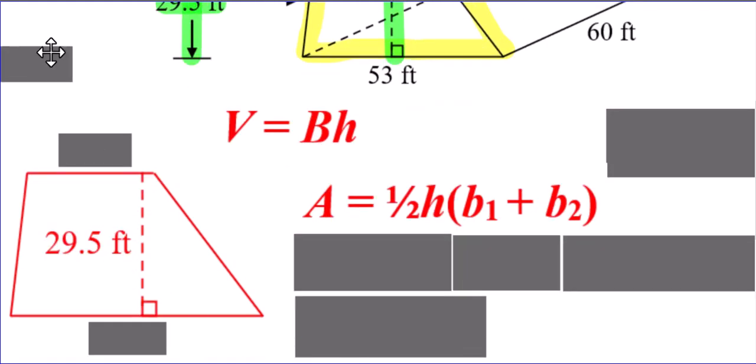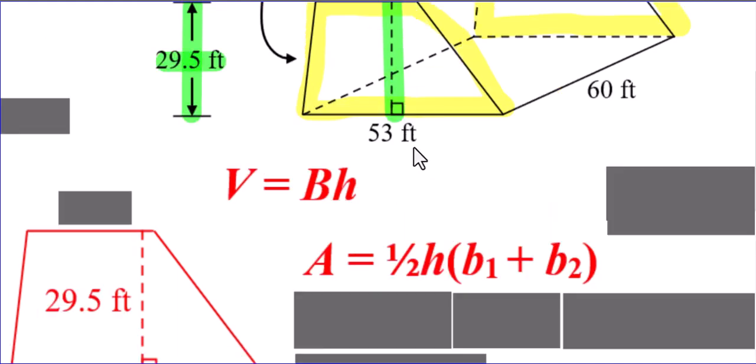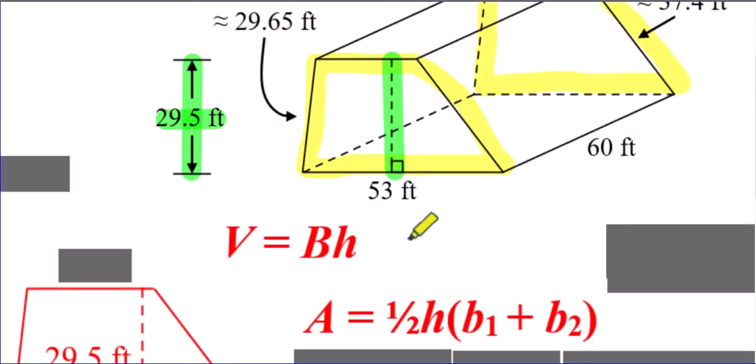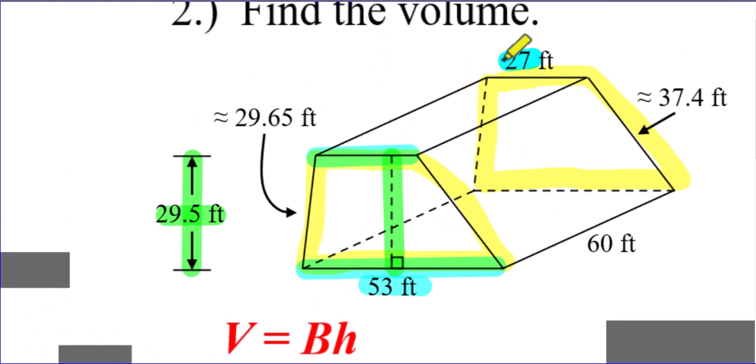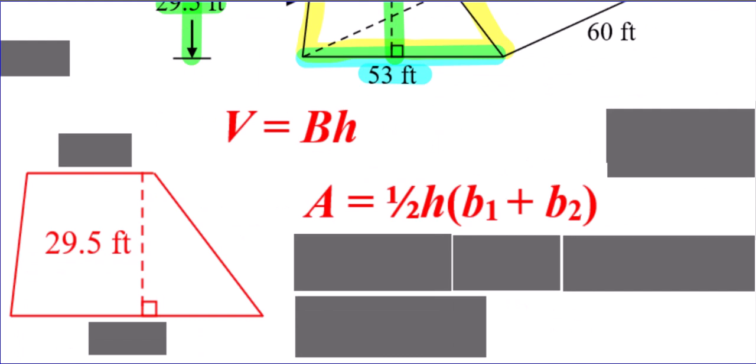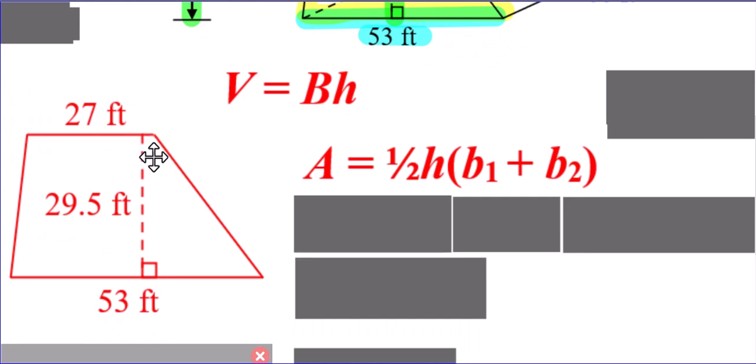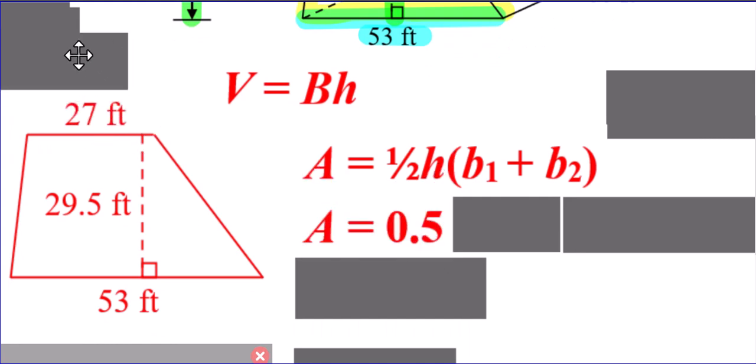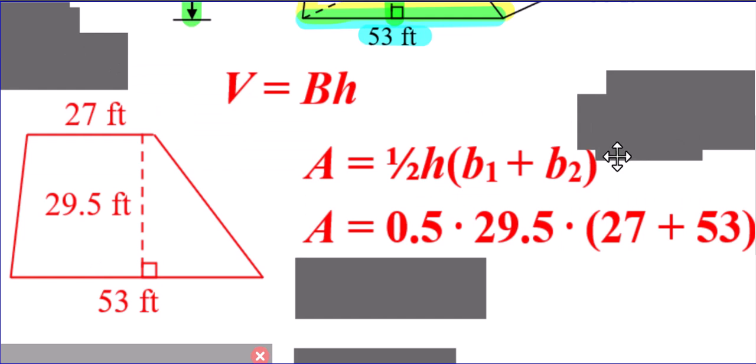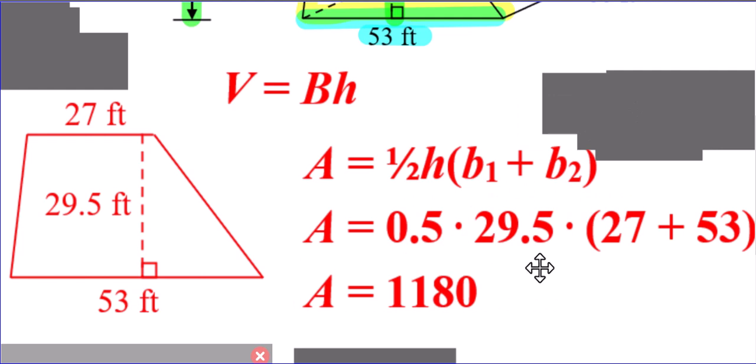So I'm going to label that on my drawing, and then I need the base 1 and the base 2. They would be the two line segments parallel to each other on that trapezoid. So that's going to be these two guys. Well, the bottom one's definitely 53. What's the top one? Oh, it's this guy, because that line segment there is the same as the one here. So that's 27. All right, so let's go ahead and label those 27 and 53. Now I have the measurements I need to substitute them into my formula. So formula, substitute, solve. Use your calculator. Boom, 1,180 is your area.